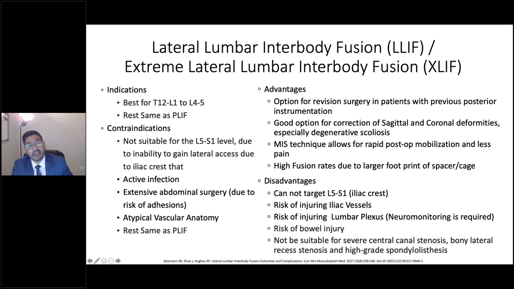One of the main disadvantages of this approach is the fact that you cannot treat the L5-S1 level due to the iliac crest obstructing the area. Furthermore, there's risk of damaging iliac vessels and retroperitoneal structures. And most importantly, there's a risk of damaging the lumbar plexus, which is unique to this approach. As such, neuromonitoring is typically required.